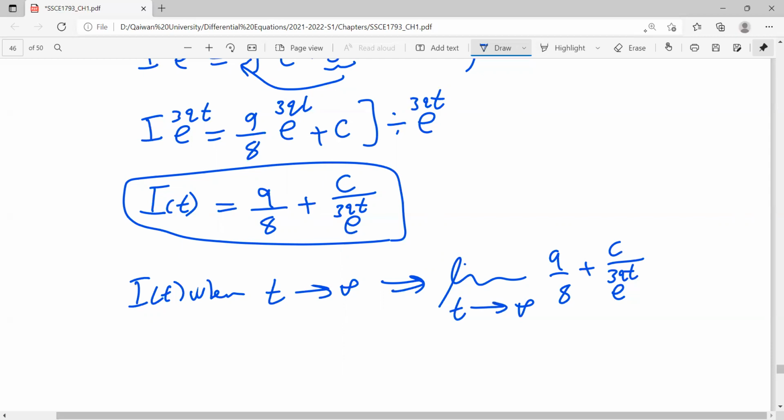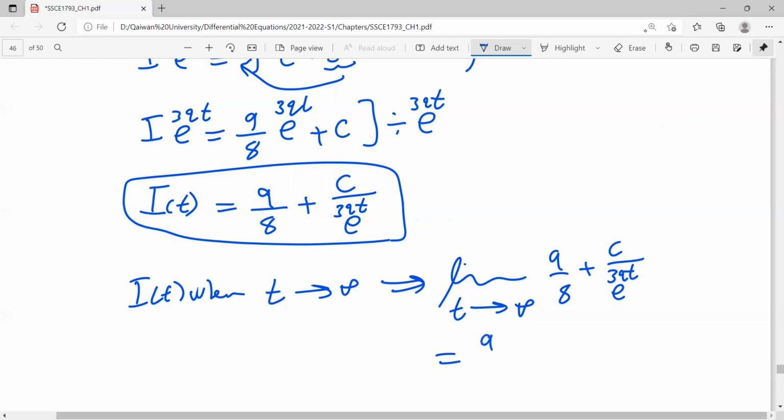If we divide any number by infinity, we get 0. And here we have e to the power infinity. Okay, yeah, it's a constant. It should be a number. If it's any number, if we divide by infinity, it's 0.